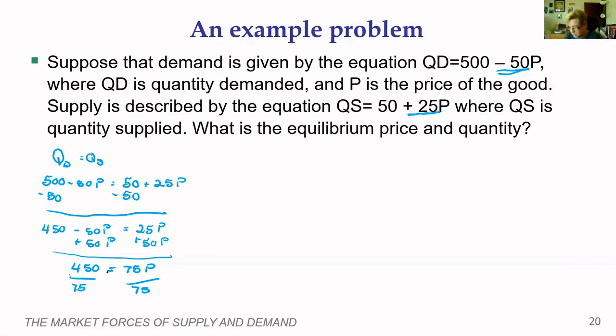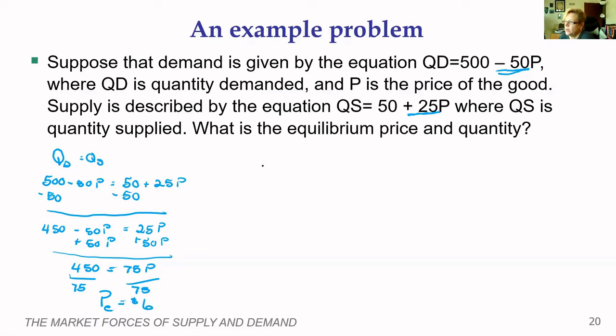And I wish I could do that in my head, but I can't. It's that stroke, you know. 450 divided by 75, about 6. So now I know that P sub E is equal to $6. So that's my price equilibrium.